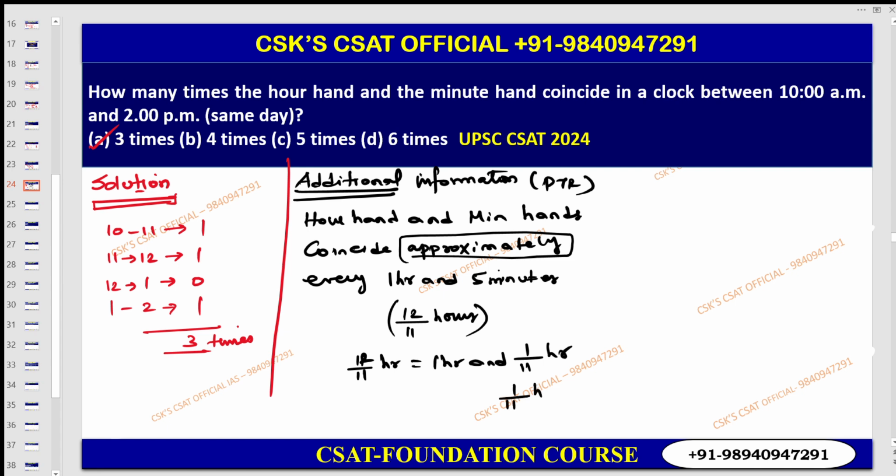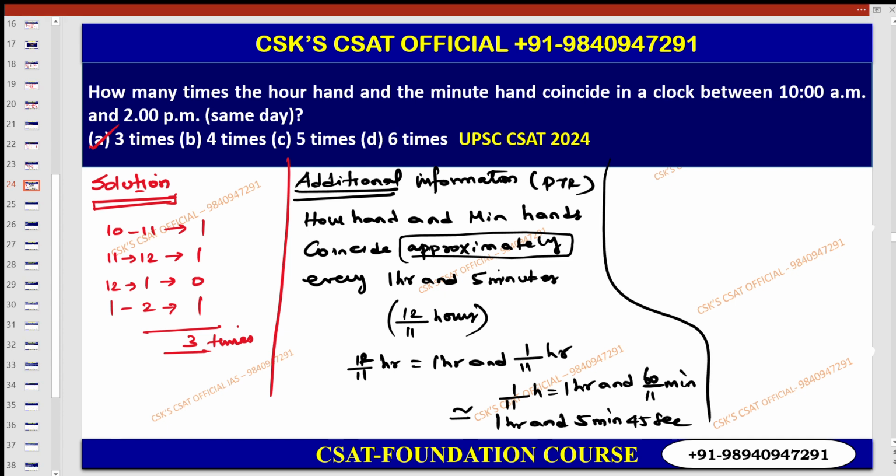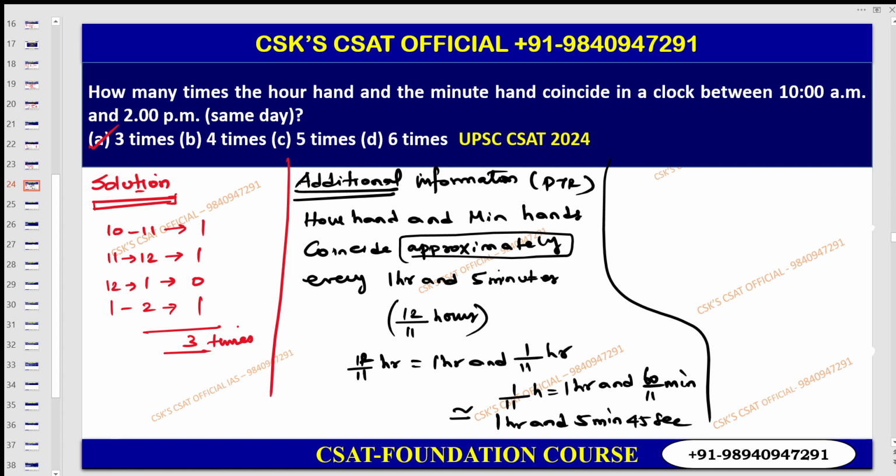That 1 by 11 hour is equivalent to 1 hour and 60 by 11 minutes. So therefore approximately 1 hour and 5 minutes 45 seconds. This information also you can take in your notes. Okay, now let us come back here.